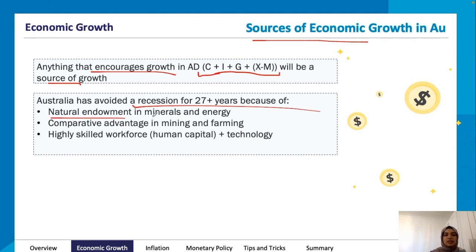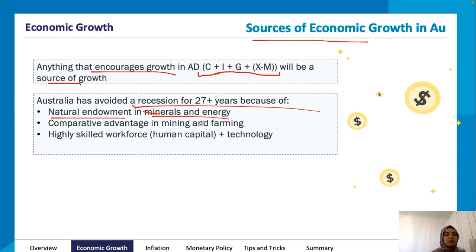Natural endowment in minerals and energy. We have a lot of minerals and energy that we're able to dig up from the ground, or resources available which we can sell off and make a lot of money out of. Comparative advantage in mining and farming. We're able to do it better than most economies in the world, and so most economies will just buy it from us. And a highly skilled workforce.